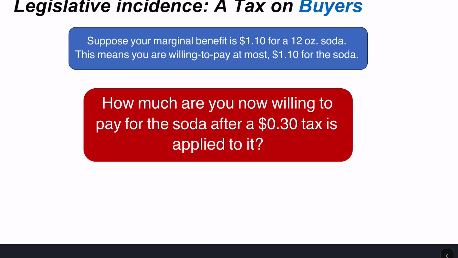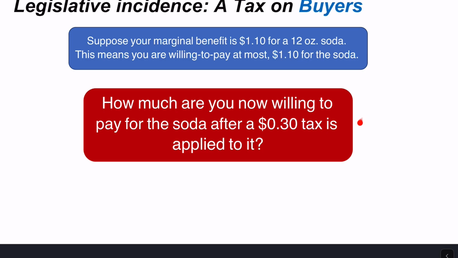All right, so we're going to shift the demand curve for this, but I want to go through an example to think through why we're going to do that. The legislative incidence says the tax is on the buyers. So now, suppose that your marginal benefit is $1.10 for a 12-ounce soda. This means that your willingness to pay is at most $1.10 for that soda. You don't care whether that $1.10 goes to Kroger or the government. You're willing to pay $1.10 at max for that unit.